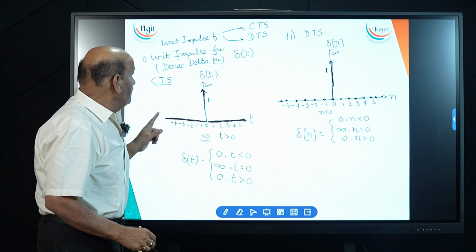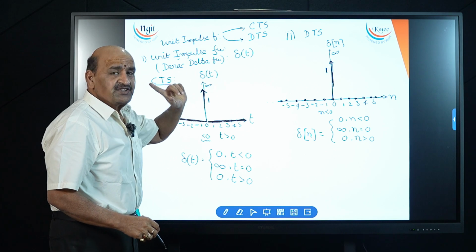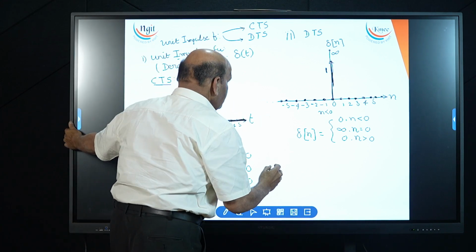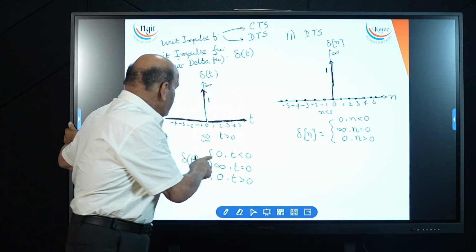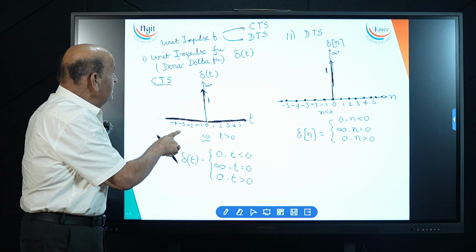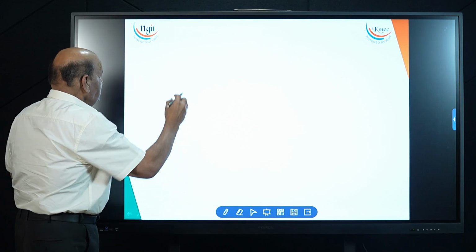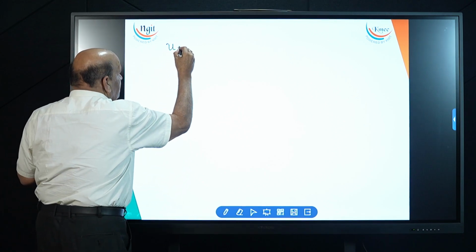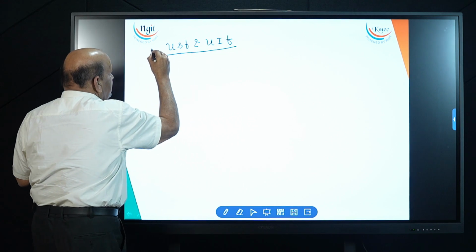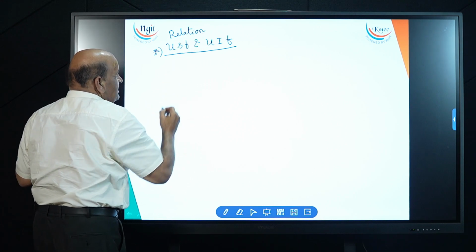Now, again, one important point between these two is, what is the relation between unit impulse function and unit step function? This is very important. Students have to look at this one. What is the important relation between unit step function and unit impulse function? Very much important. What is the relation between these two?